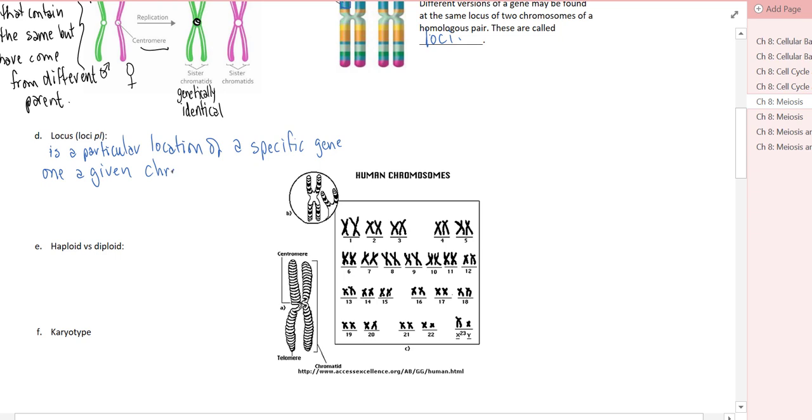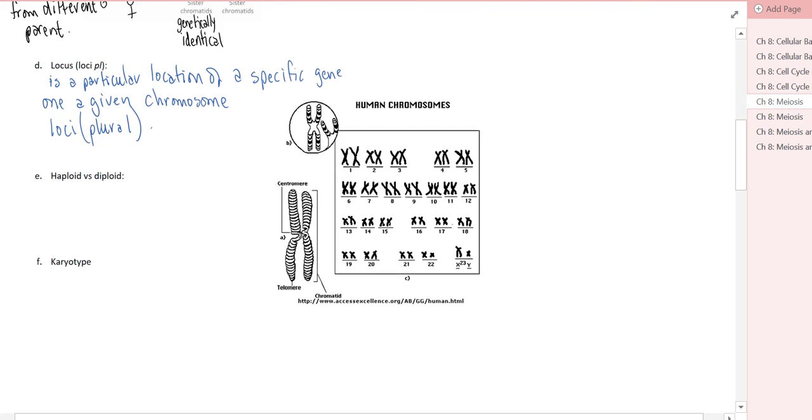All right, and for a specific gene, like, for example, blood type, wherever the locus is on your dad's chromosome is going to be in the same position, the same locus, on mom's chromosome. Genes exist in the same positions, and we call that the locus. Or if you're talking about multiple genes, we say loci, the plural form, right? Locus, one; plural, loci.